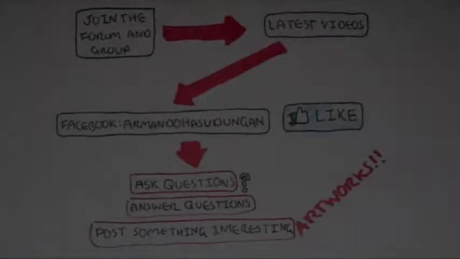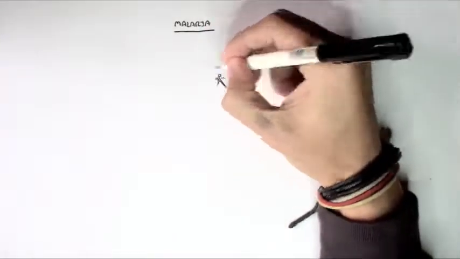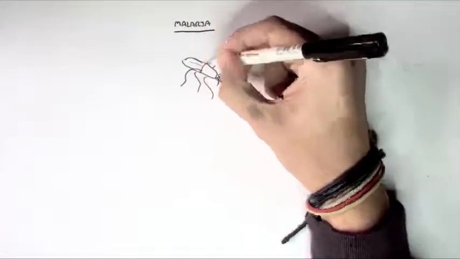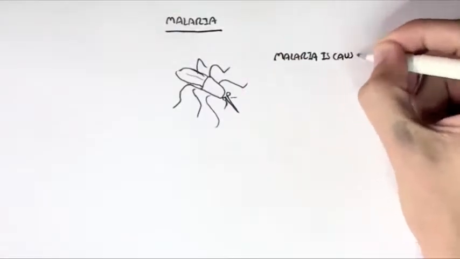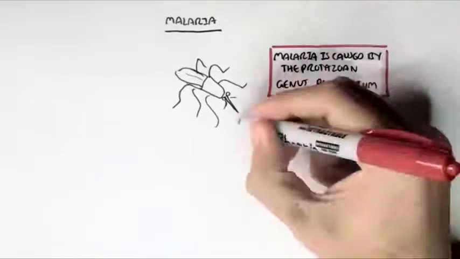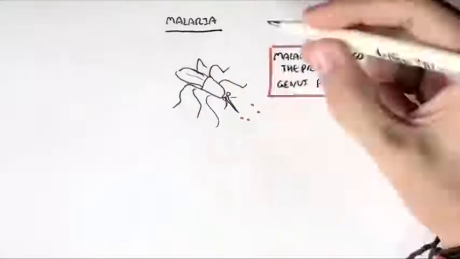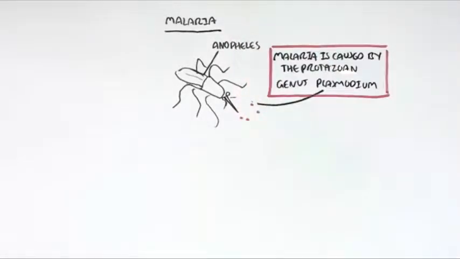When we think of malaria, we think of mosquito, but malaria is not caused by a mosquito. Rather, malaria is caused by a parasite that the mosquito carries. Malaria is caused by the protozoan genus Plasmodium. So the mosquito in this case is specifically called Anopheles, from the Anopheles genus, and they carry the parasite Plasmodium.